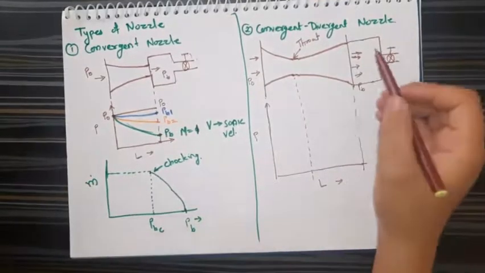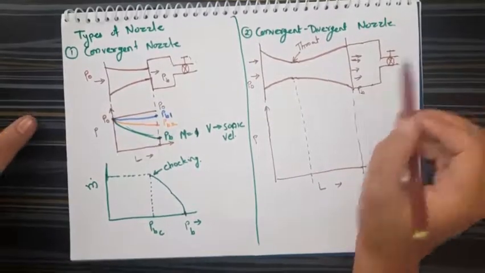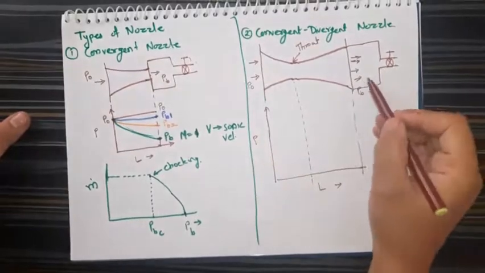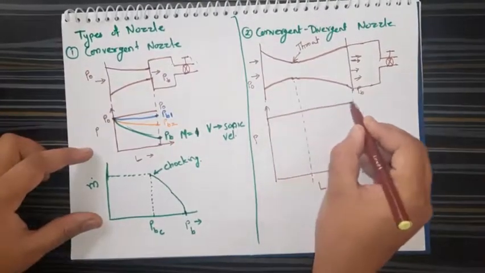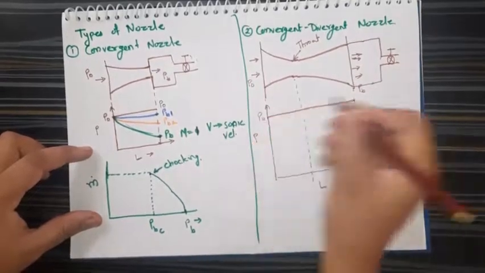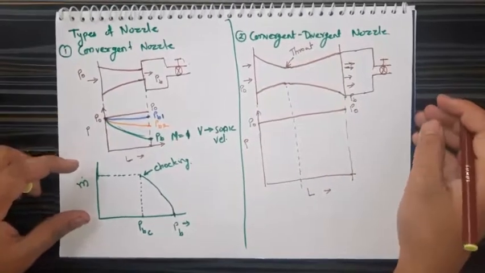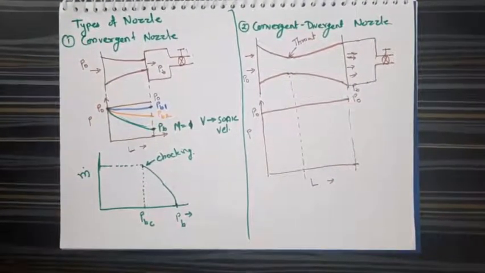Now again here, if we keep this valve completely closed, here the inlet condition is P0, so the exit condition will also be P0, and we will observe a constant pressure. And as the pressure is constant, there will be no change in the velocity. That means there will be no flow of the fluid.